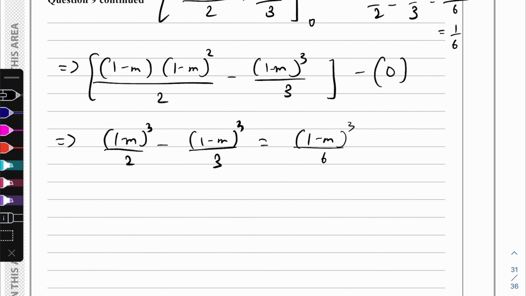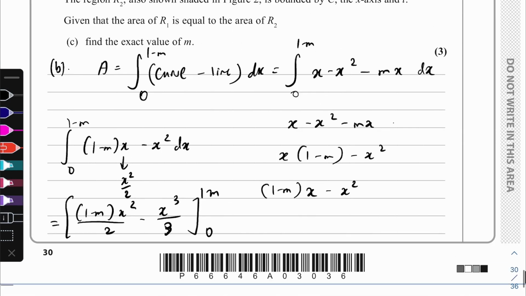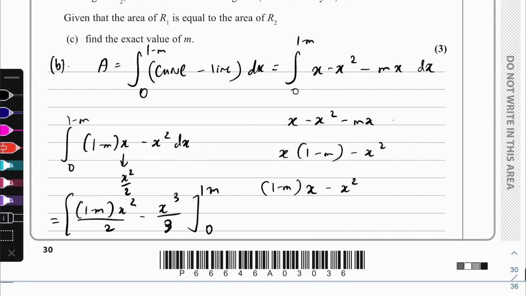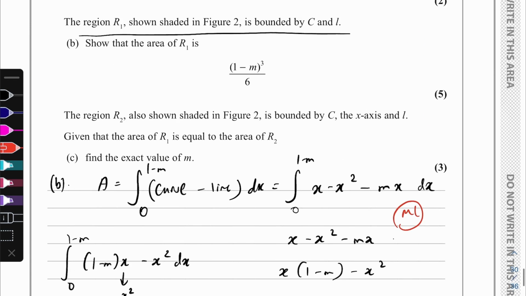So we have reached the final answer. So we have proved it. So what do we get? We got 1 mark for getting here. Then we got 1 mark for using the limits. This is our M1 mark, or dependent M1 mark. Then we have the integration process, which is curve minus line. That's our M1. So we have 1, 2, 3. We're missing 2 more marks.